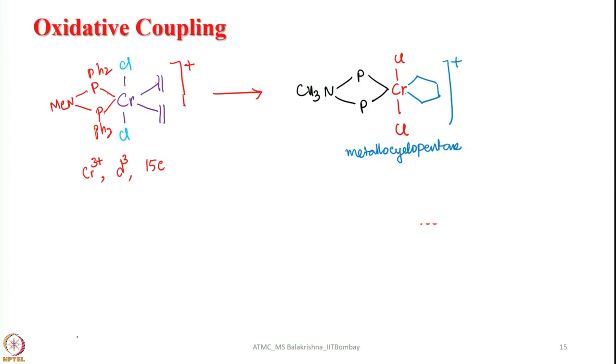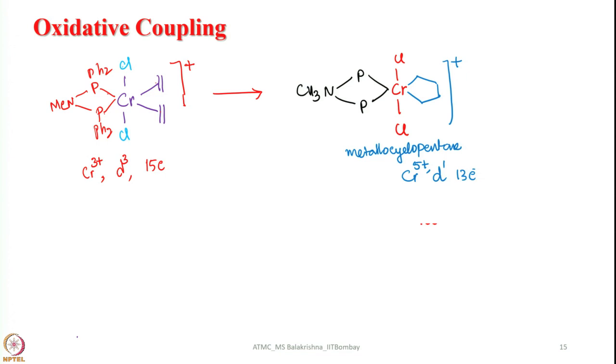Now, chromium is in plus 5 oxidation state because positive charge is there, 4 anionic ligands are there. Chromium is in plus 5 oxidation state. As a result, it is a d1 system, and if it is a d1 system, you can count now 6 into 2, that is 12, plus 1, 13 electron system, 13 electron system.